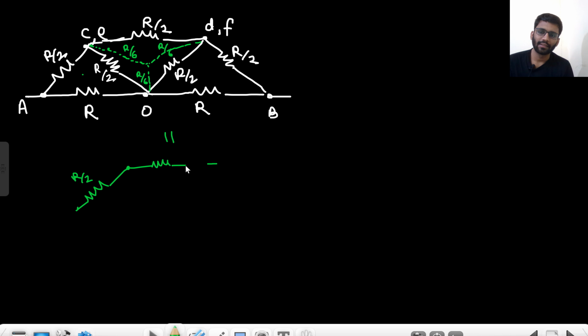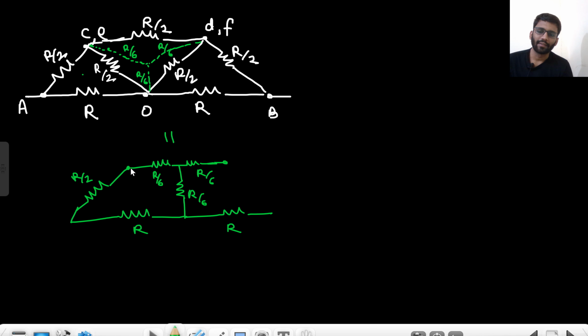R by 6. Then there is one more R by 6. And in between that we are having R by 6. This is R by 6, this is R by 6, and in between that we are having R by 6. Okay, this R by 2 is also gone. So basically this R we are having. Okay, and this R we are having now.